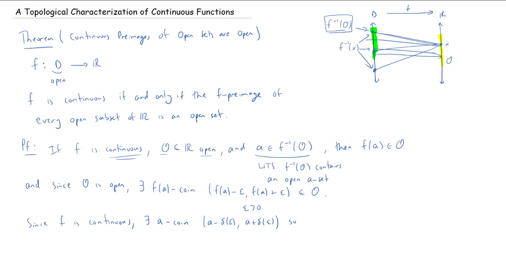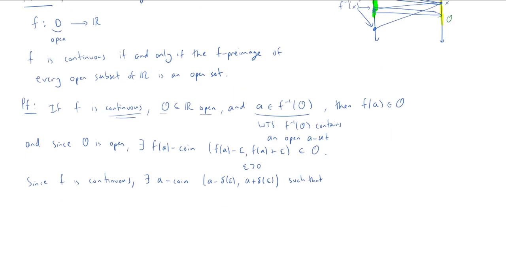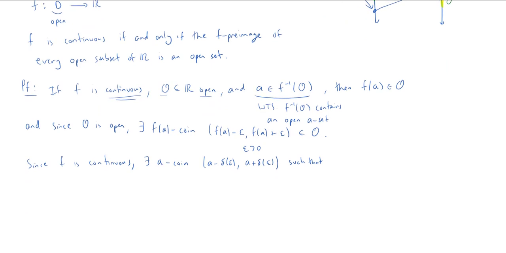such that if I apply f to anything in this interval, a minus delta of epsilon, a plus delta of epsilon, you end up in this f of a coin. Okay, that's what continuity brings to the table. And of course this is still a subset of O. Fine.